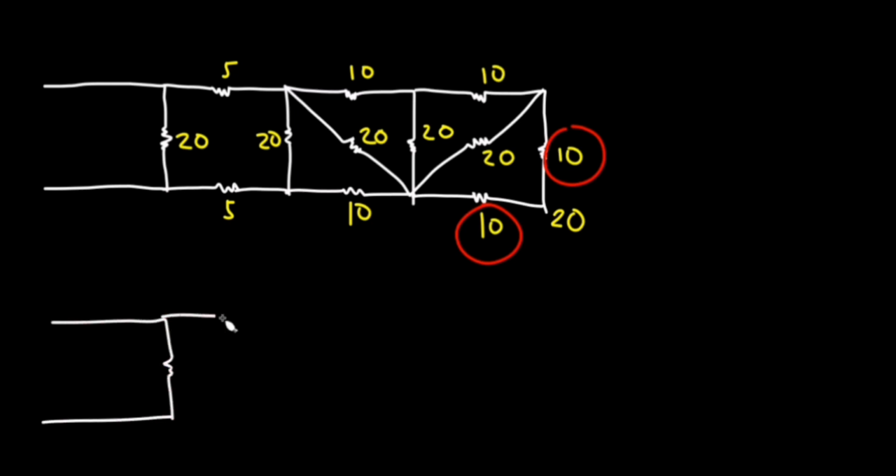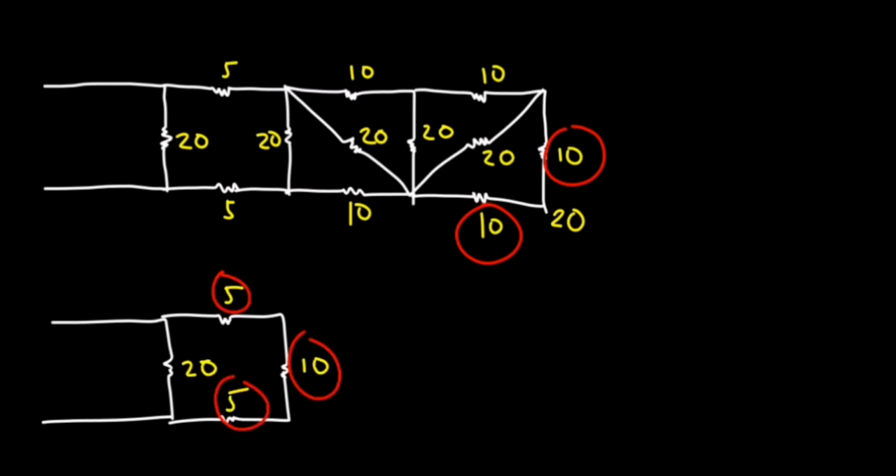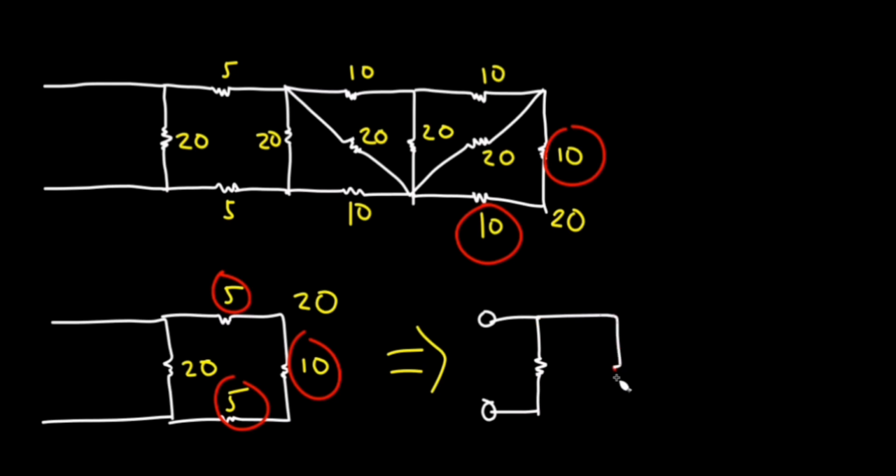This 10 ohms now is in series with two resistors which are 5 ohms each. So adding these three will be equal to 20 ohms. 20 ohms in parallel with this 20 ohms. So the equivalent resistance is equal to 10 ohms.